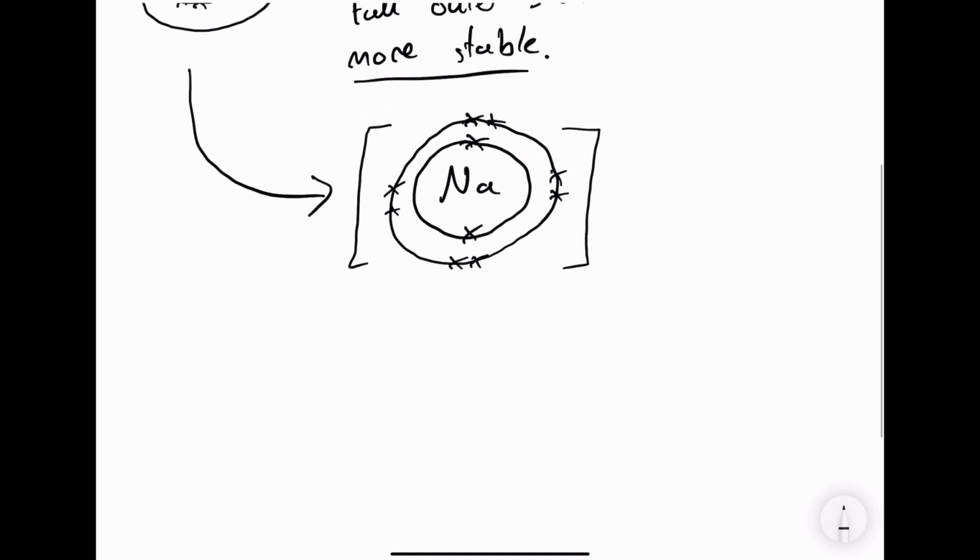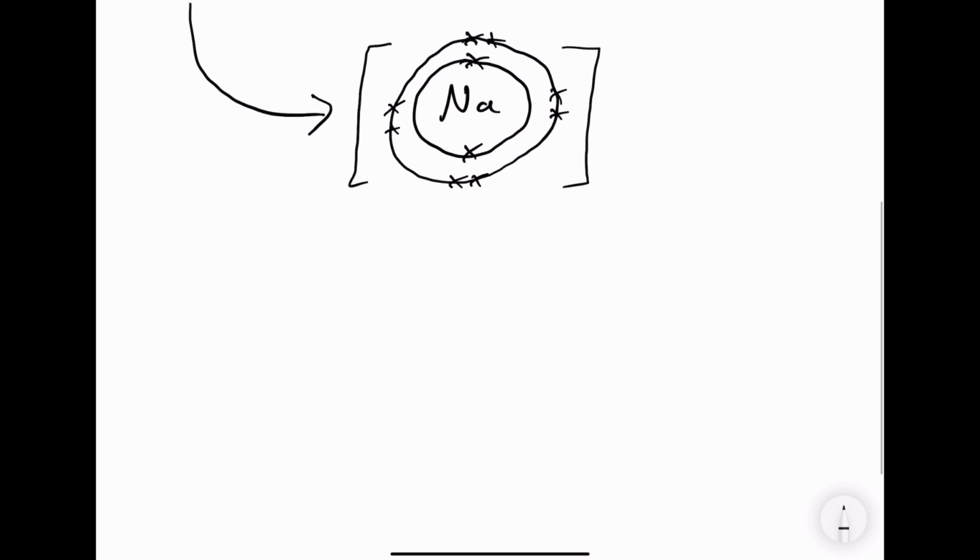Now previously, sodium had 11 electrons. Now electrons are negative. So 1, 2, 3, 4, 5, 6, 7, 8, 9, 10, 11. It had 11 negative particles. And for each of these negative particles, it had a positive particle to cancel it out. So sodium has 11 positive protons. 4, 5, 6, 7, 8, 9, 10, 11. And each one of these cancelled each other out because they had opposite charges.